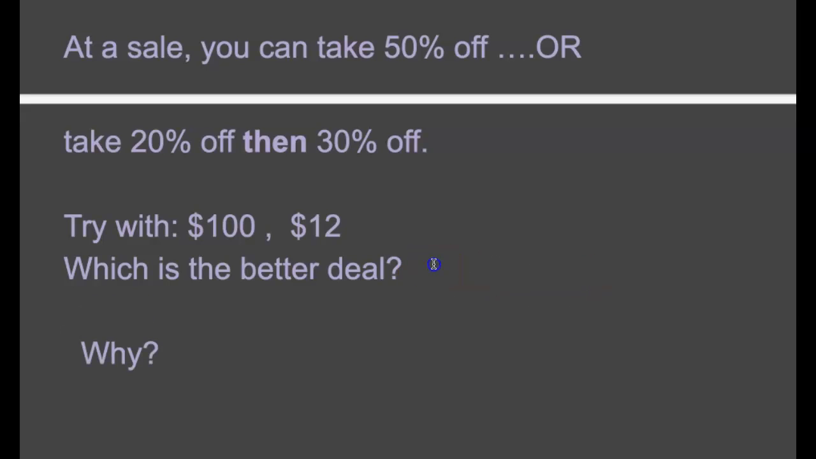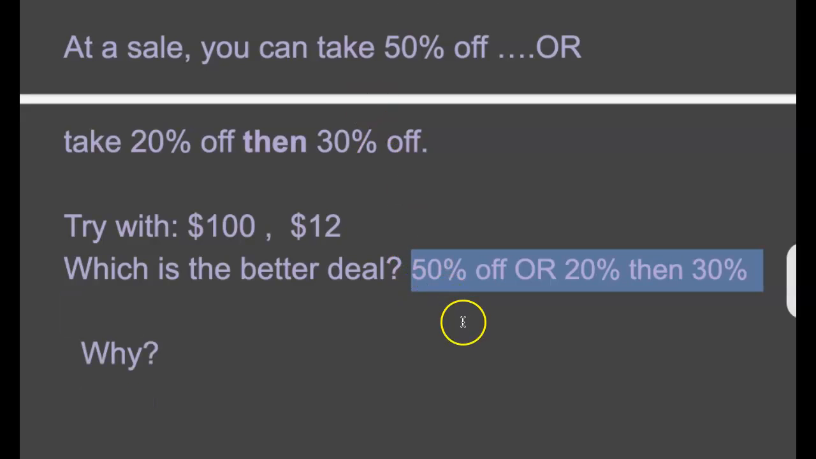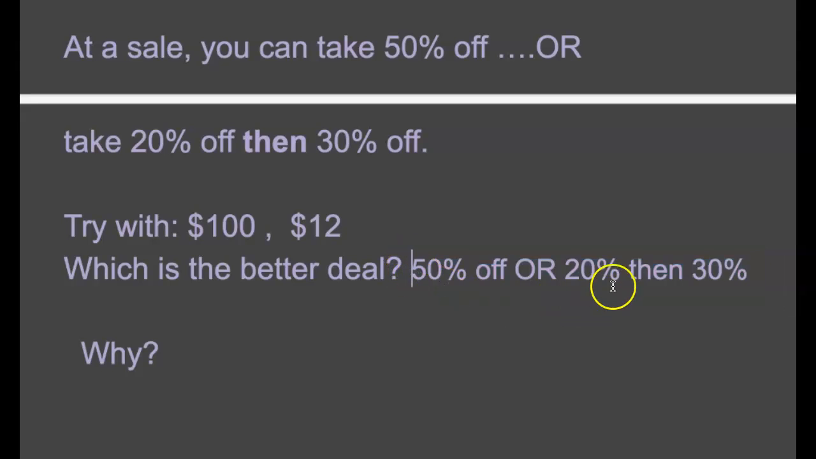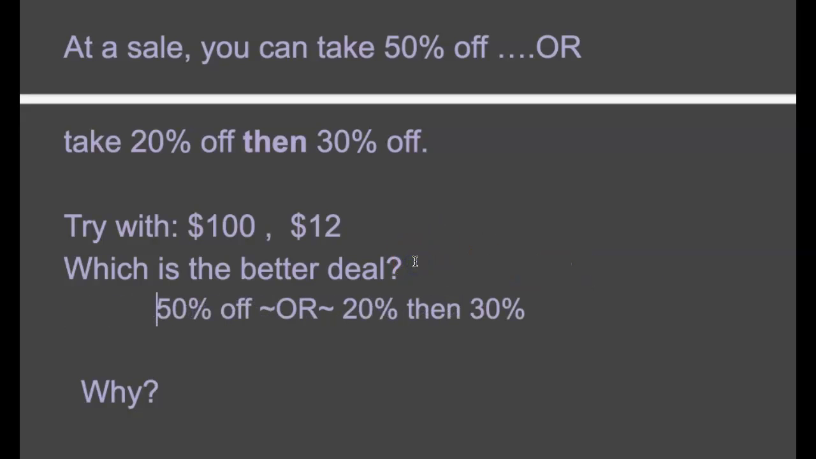And so there's two different deals. There's 50% off, or there's 20%, then 30%. So that's what you're trying to figure out right there. Which one of those is the better deal? The 50% off or the 20% then 30%? So take your time and think about that. And why is it a better deal?